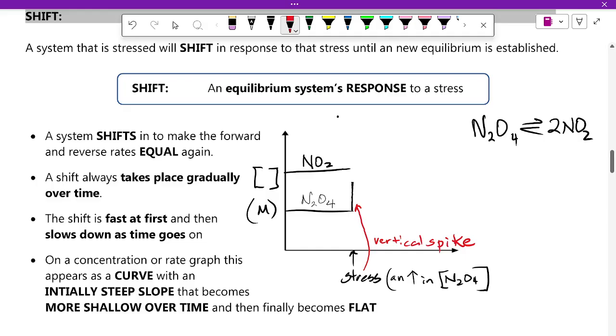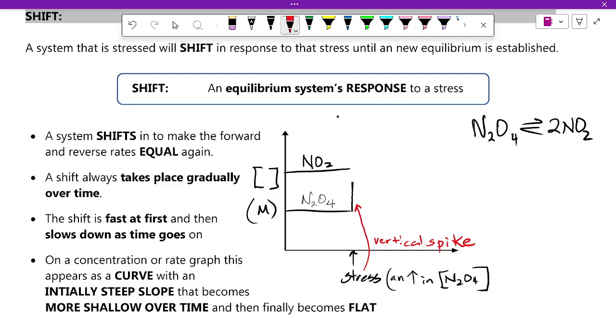On a concentration graph, you don't want to put them too close together. If you had drawn them closer together, you would just make your spike smaller. So it's kind of good to leave a little space in between them.